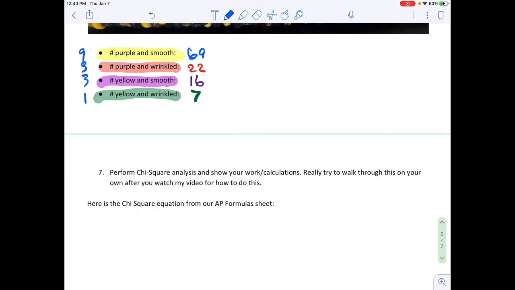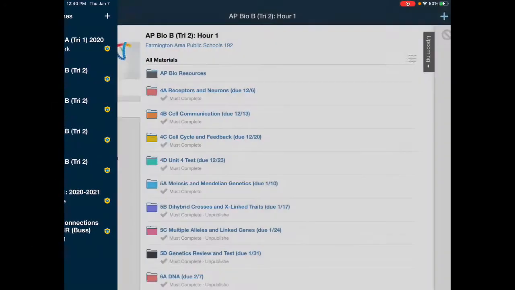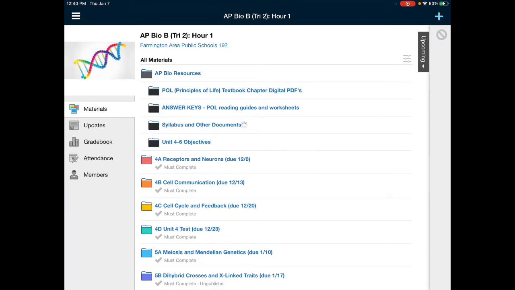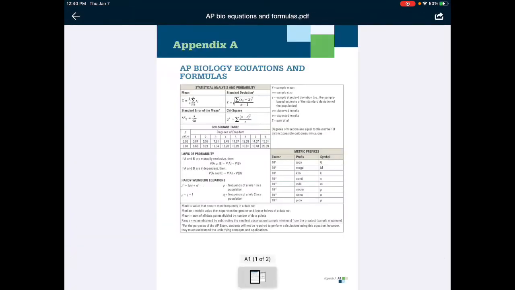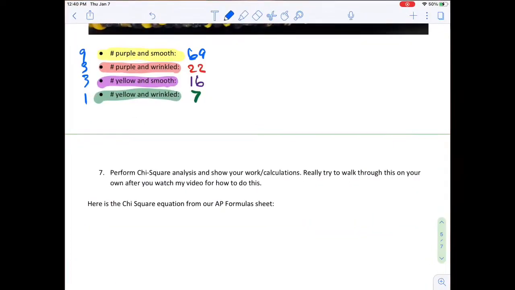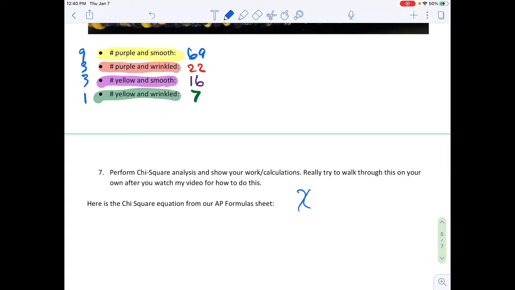Okay, so the AP formula sheet, I put that on here somewhere, is in Schoology. If I go to the materials and AP Bio resources, syllabus and other documents, here's our equation and formula sheet. So there's chi-square. Okay, so chi-square, I'll write it on our sheet here, equals the sum of observed minus expected squared divided by expected. That's that goofy symbol there.